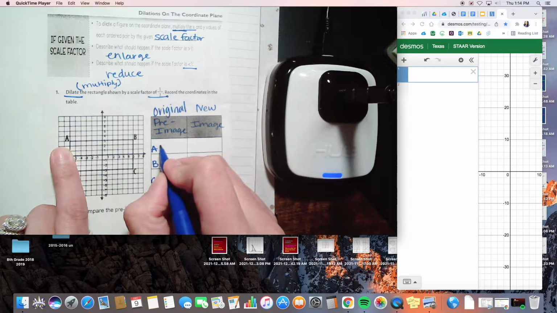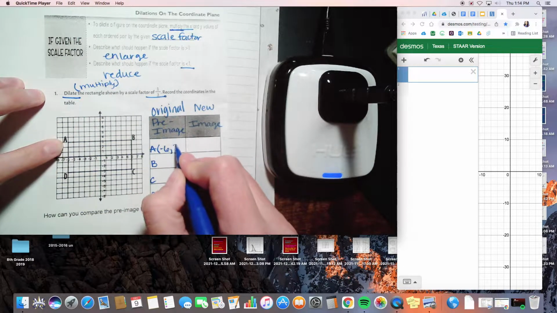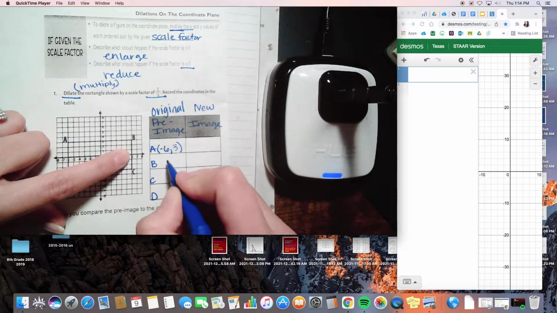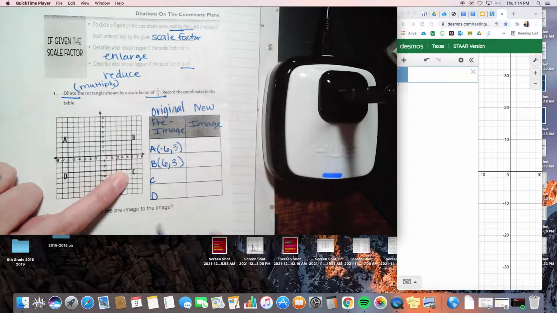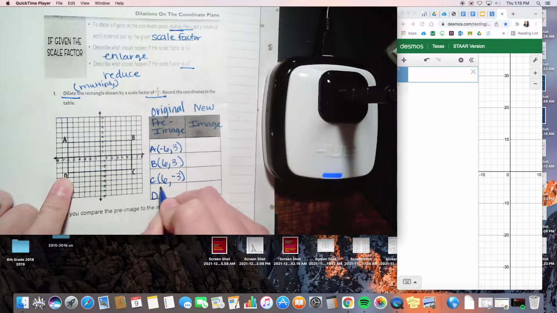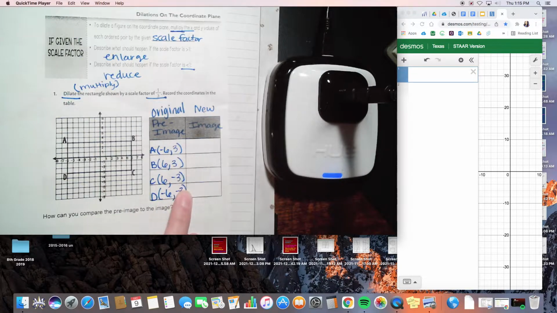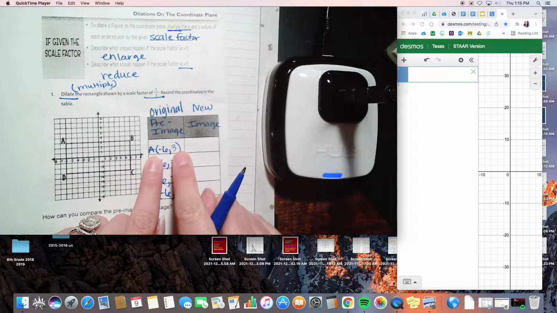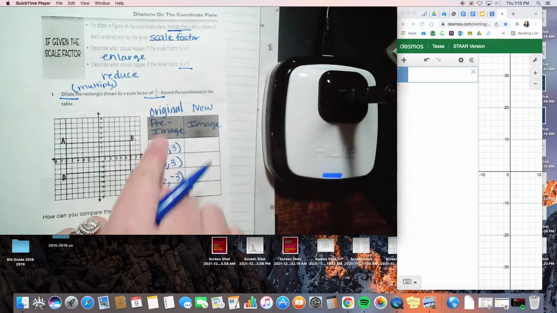Okay, so I'm going to start with A. I'm just going to write down what A is. A is -6, 3. B is 6, 3. You'll see that these numbers kind of repeat a lot. C is 6, -3. And D is -6, -3. And now we're going to go ahead and dilate the figure to create our new image. All that means is in order to dilate point A, I have to multiply it by my scale factor. So if it tells me to dilate, I have to use my scale factor and multiply.